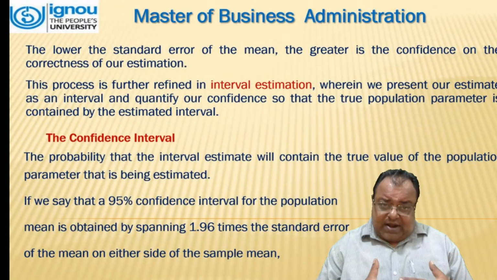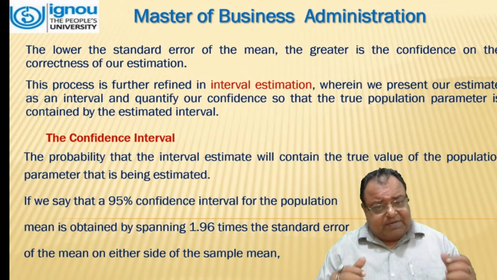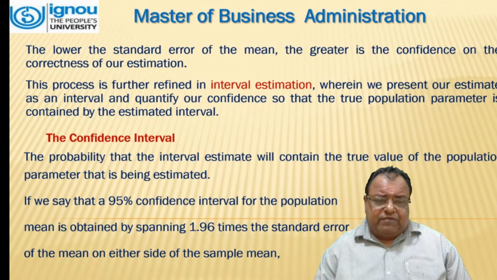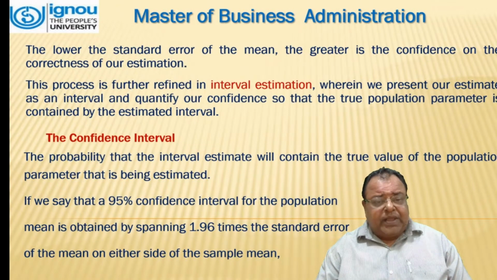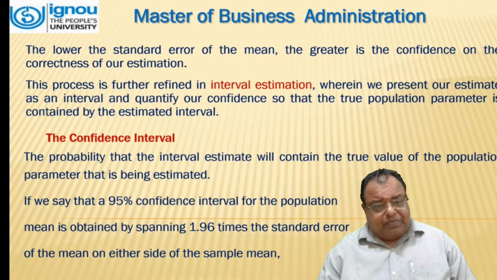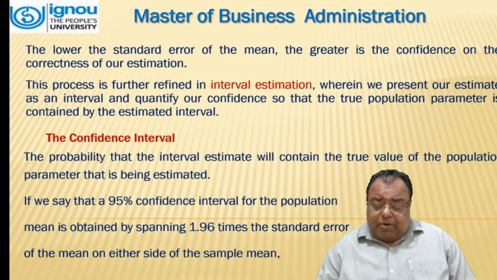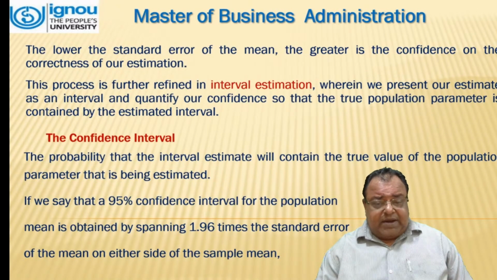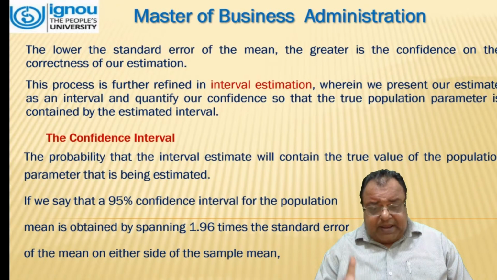The lower the standard error of the mean, the greater is the confidence in the correctness of our estimation. This process is further refined in interval estimation, wherein we present our estimate as an interval and quantify our confidence that the true population parameter is contained by the estimated interval. Now, what is basically meant by confidence interval?